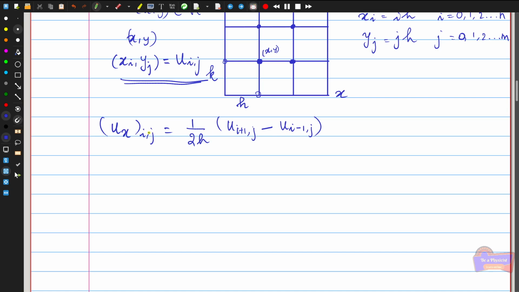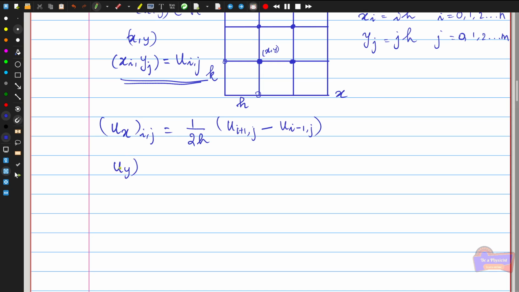But here the x and y axes are both varying, so you have two different incremental variables, i and j. Once you consider x varying, then i is the incremental variable for x, so you get i plus 1 and i minus 1. This is the equation for ux of i comma j. Similarly, I can write this same equation for the y term also.